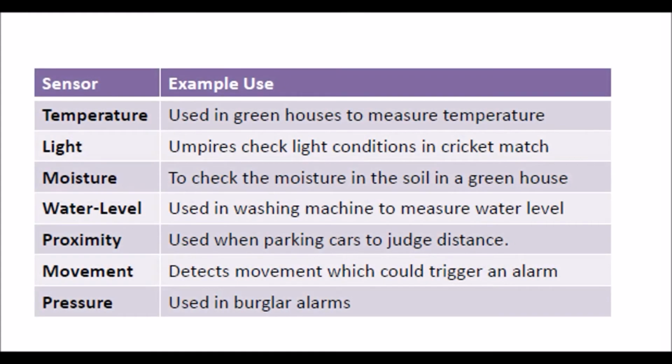Now, we do have a temperature sensor. What is it used for? It's used in greenhouse to measure temperature. No, not only in greenhouse, it's used in many applications. Light sensor, moisture sensor, water level sensor, proximity sensor, movement sensor, infrared sensor, pressure sensor. So there are a lot of them. They are used in applications to do a certain thing. All right, take note of all these types of sensor and what they do.